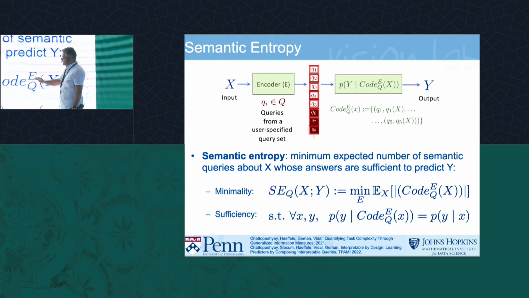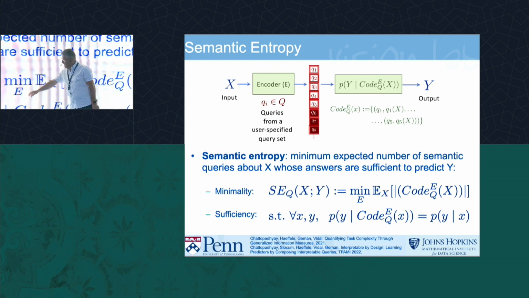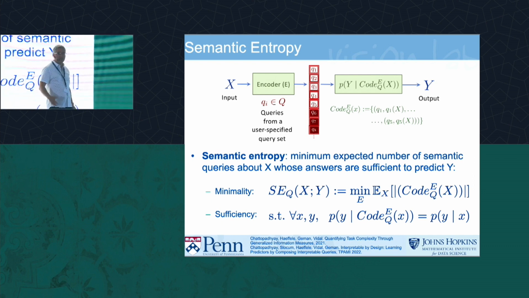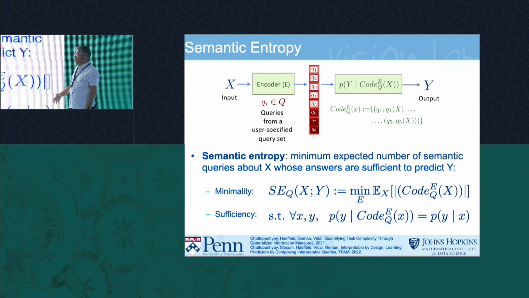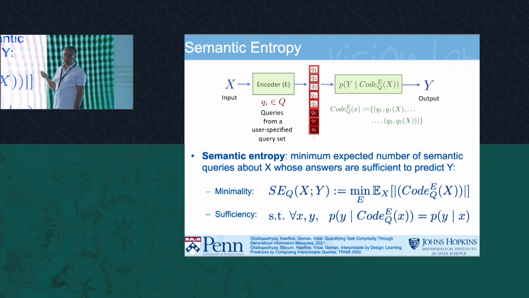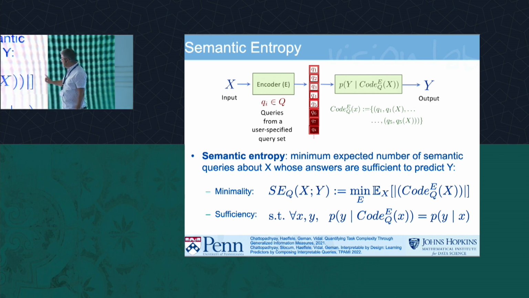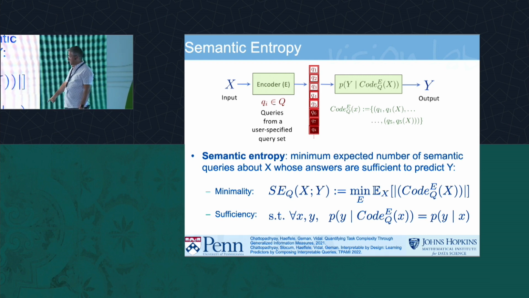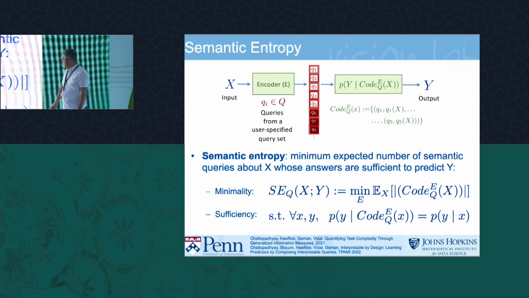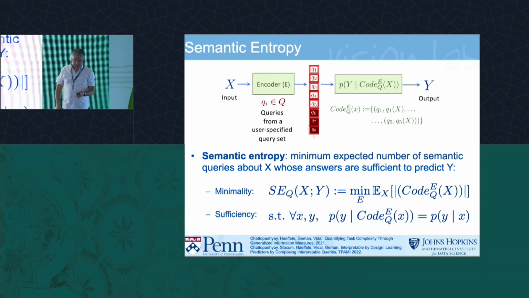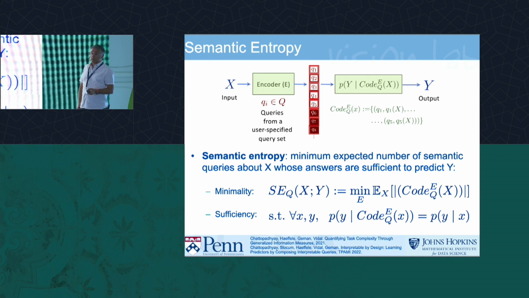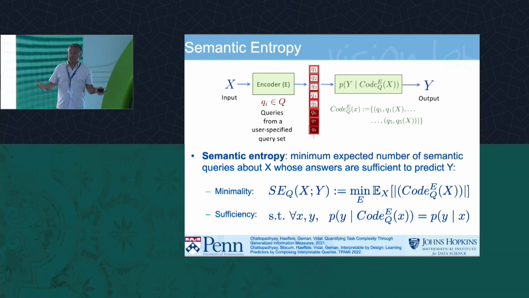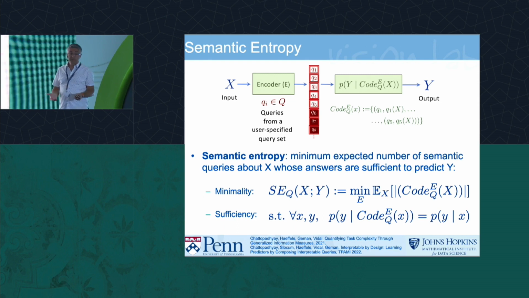And what we want to do is to select the encoder, which is the algorithm that selects the questions, so that you minimize the expected code length, subject to the constraint of sufficiency, which is that the code that you produce should be sufficient for predicting y. And that's the constraint that P of y given x is equal to P of y given the code. Now, how do I parameterize the encoder? How do I solve this optimization problem?